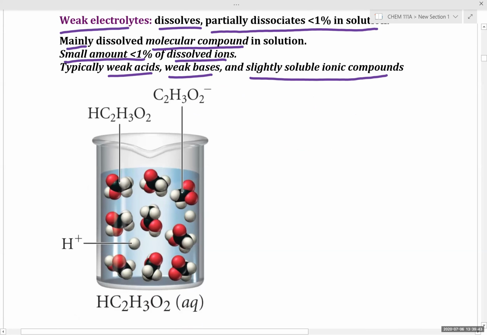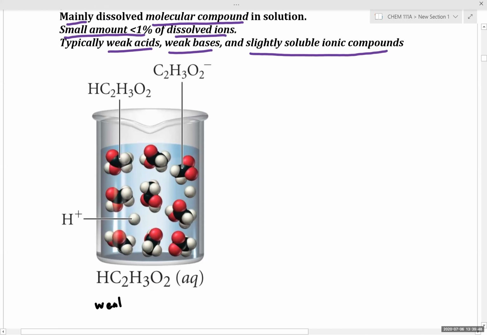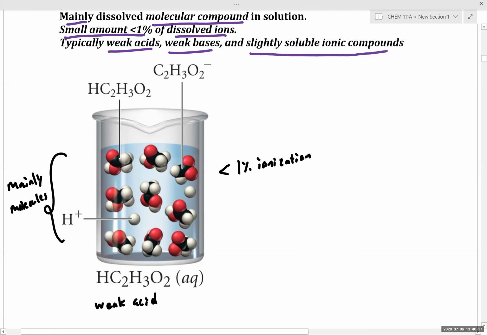So let's look at an example. In this case, we have acetic acid, which is a weak acid. And as we notice, do we see mainly ions or molecules in solution? Do we see mainly ions or molecules? Yep, we have mainly molecules, and then we have less than 1% ionization. But there's still a very small number of ions. So these solutions do still conduct electricity.